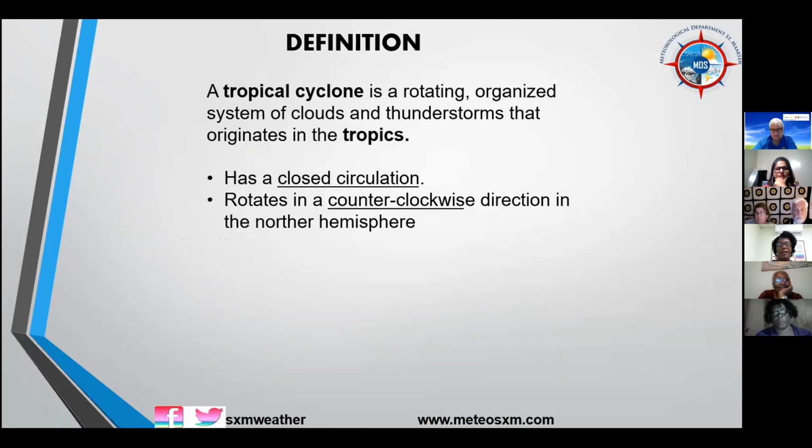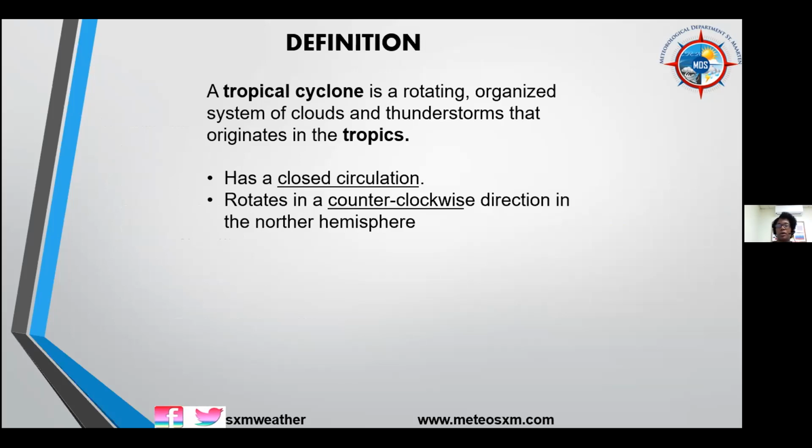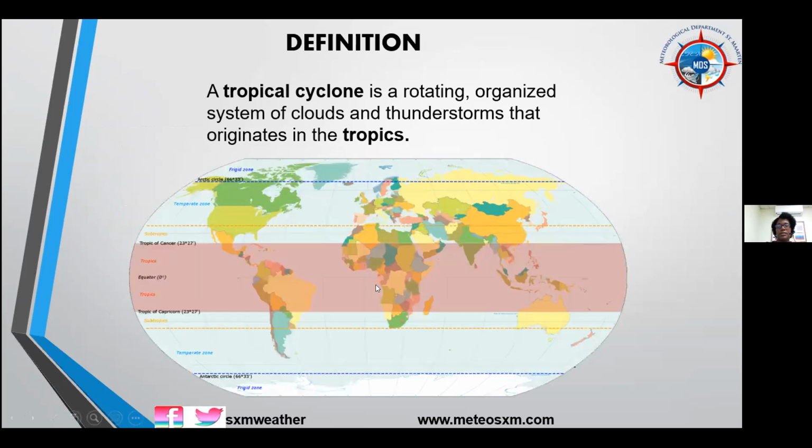Okay, for the definition of a tropical cyclone: a tropical cyclone is a rotating, organized system of clouds and thunderstorms that originates in the tropics. Now, one may ask, where is the tropics? The tropics is this area across the globe in the shaded pink, or I'm not sure what color it reflects on your device. This general area includes the entire Caribbean where we are located, most of the continent of Africa, and going through north of Australia and the Indian Ocean over here. So this is what we call the tropics.